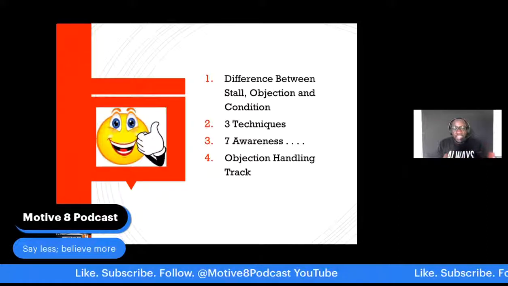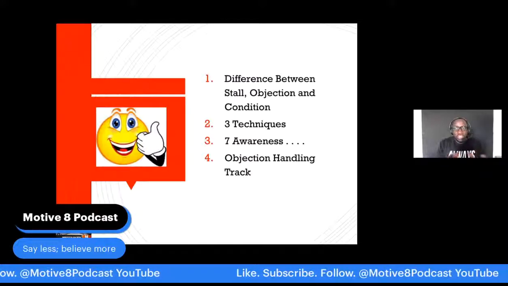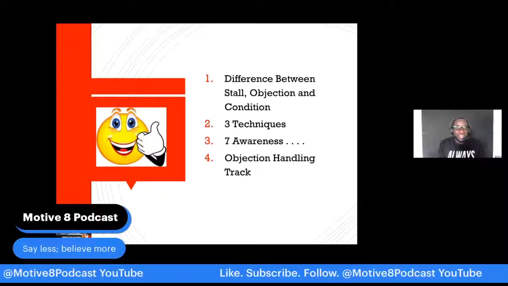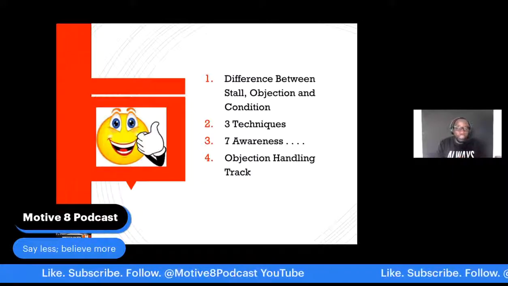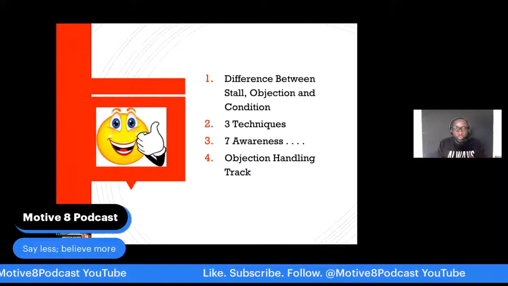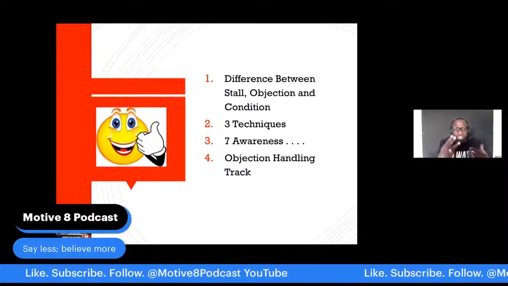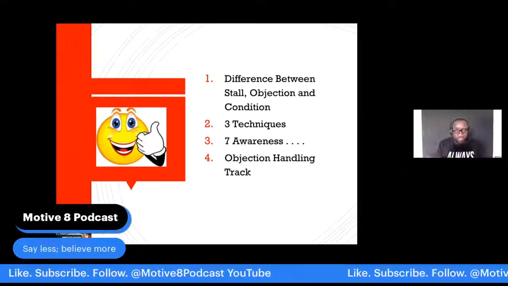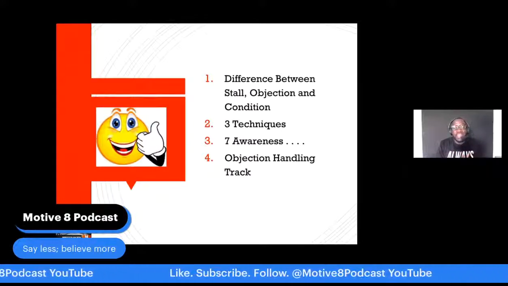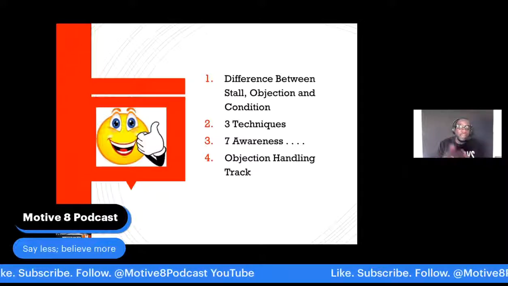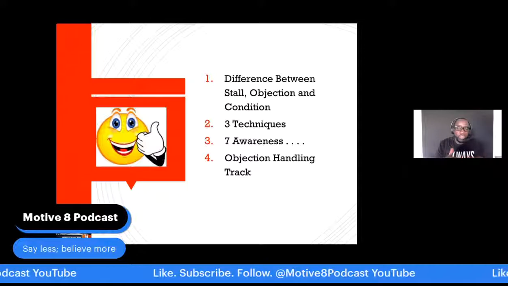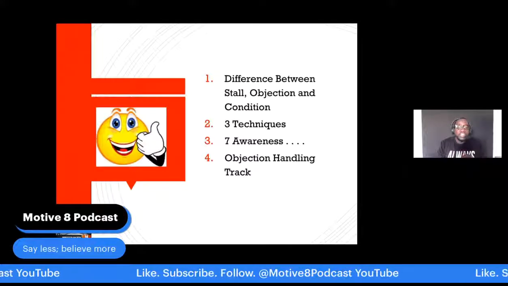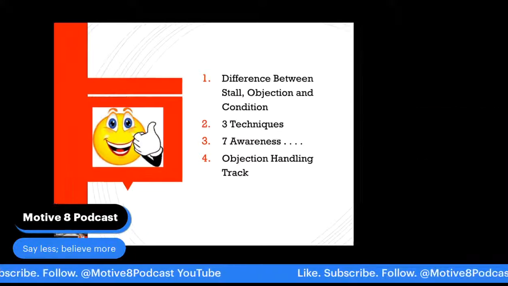The example that I use leans towards real estate, because probably 85% of the training that I've done in the past was for real estate sales professionals, but my passion is for sales professionals, small business owners, and entrepreneurs. So all of us can learn something from it. The third thing, we're going to talk about the 7 awarenesses. And then finally, the number one thing that helped my sales career soar when I was in this selling environment, and that was the objection handling track. So let's get started with this.